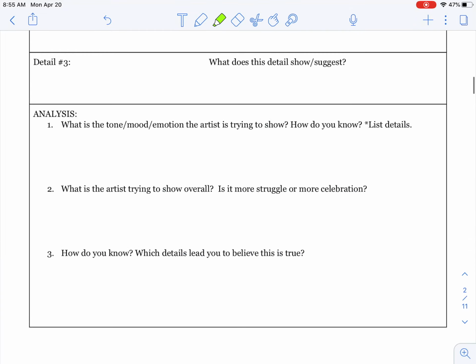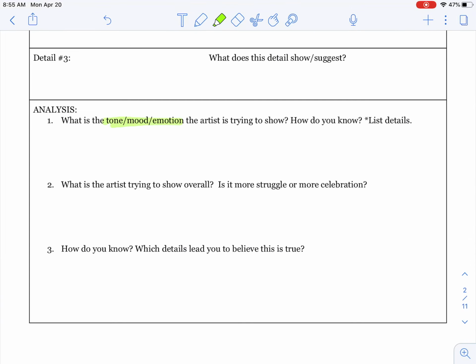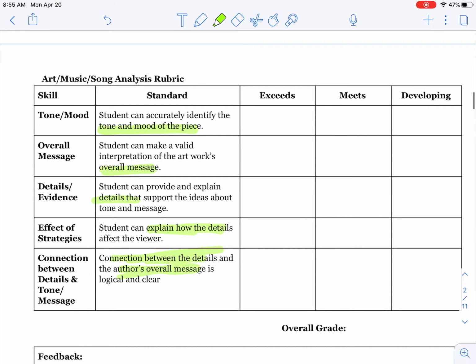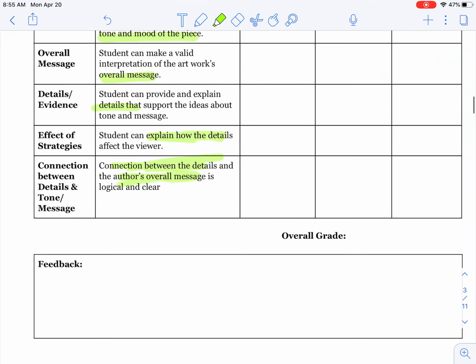And if you look up here, you'll notice, again, what is the tone, mood, or emotion? How do you know? List the details. What's the artist trying to show overall? Is it struggle? Is it celebration? And again, how do you know? Down here, which details lead you to believe this is true? So if you answer all three of these questions, you should, in essence, be able to meet the expectations of the rubric aligned down here.